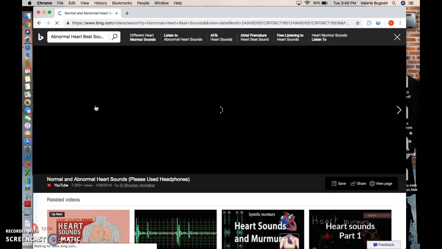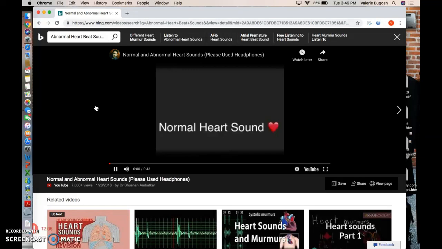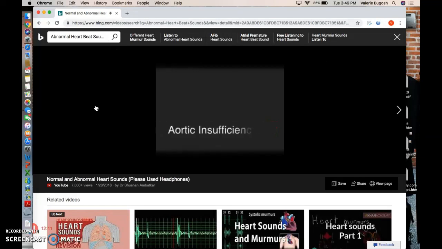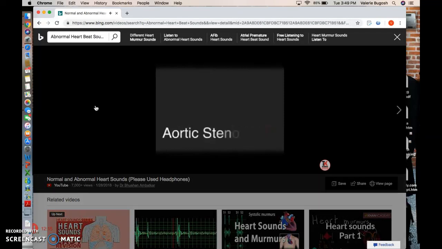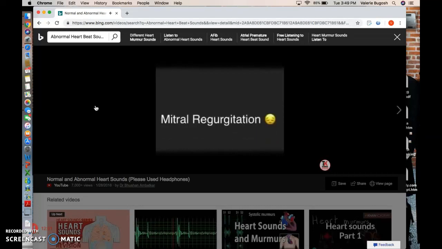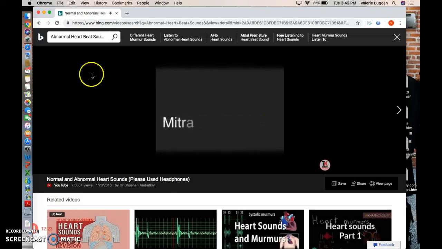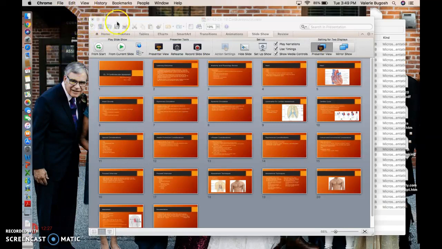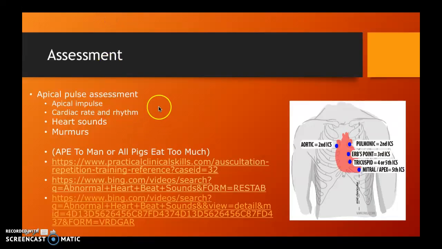Okay, normal versus abnormal heart sounds. So that's your lub dub. Abnormal, you've got some swishing going on there. And again, you do not need to be able to identify these. All you need to be able to identify is that it's abnormal.